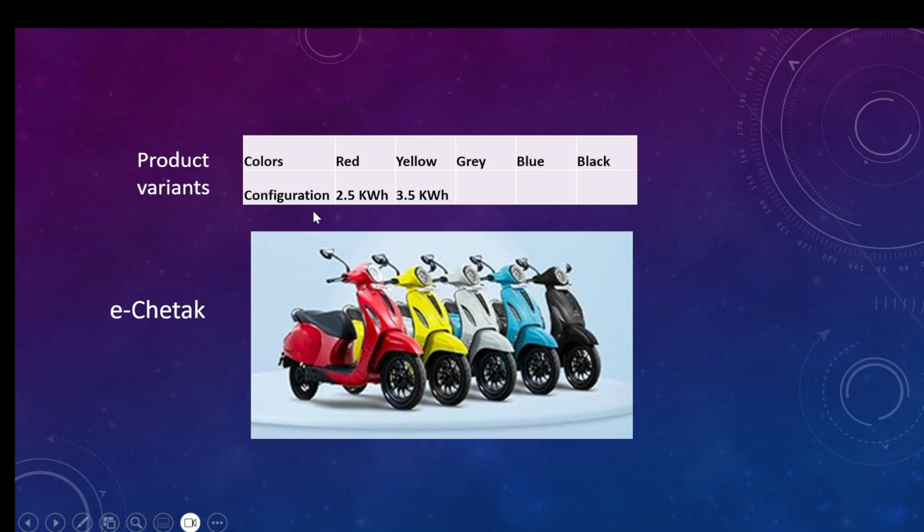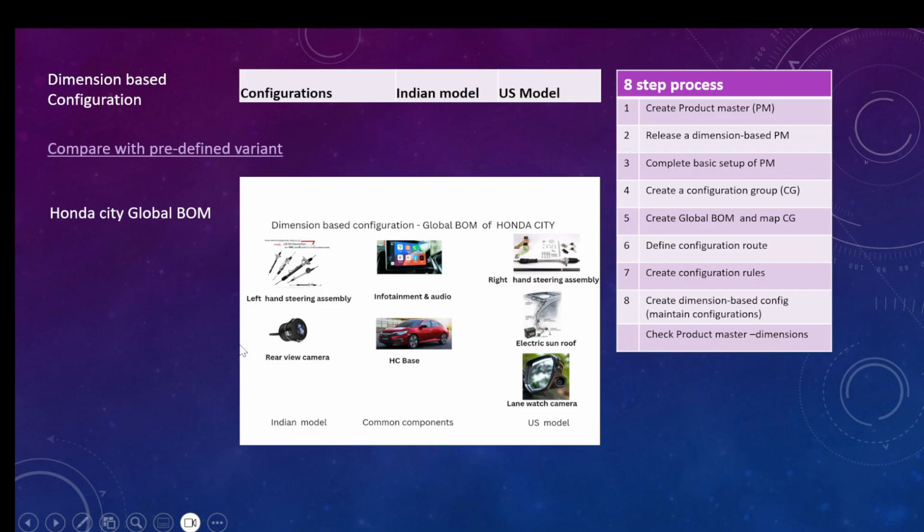This is the example of a predefined variant product master. And once it is created, it is going to be as it is in my transaction. Whereas in this case, what will happen is these components are going to be sitting in my BOM list, and then as I choose this model, the respective components will be selected. So that's the difference.